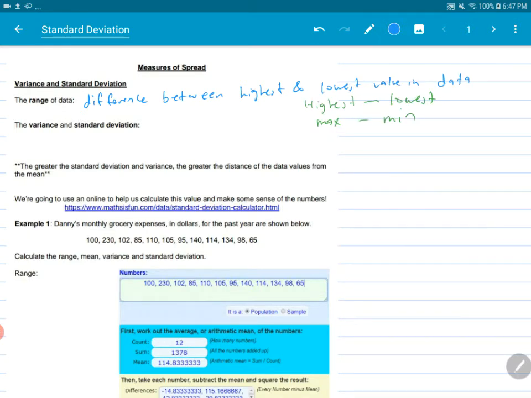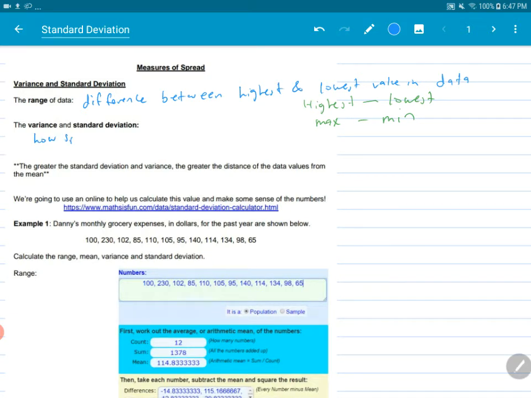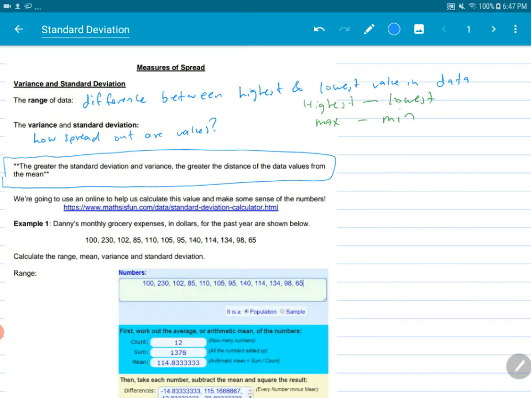The variance and standard deviation, these are called the measures of spread of the values in your data set. So they tell you how spread out your values are. And they also tell you if it's a bigger number, that means it's a bigger distance from the mean, from the average. So this part right here is kind of important there. The greater the number is, the greater the distance of the data values are from the mean, from the average.